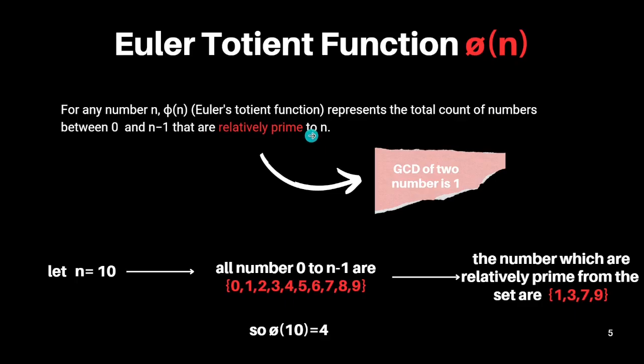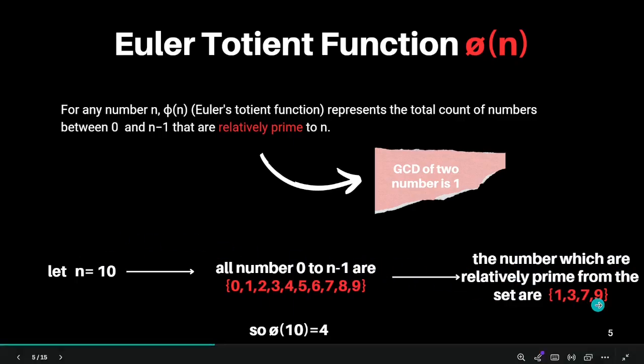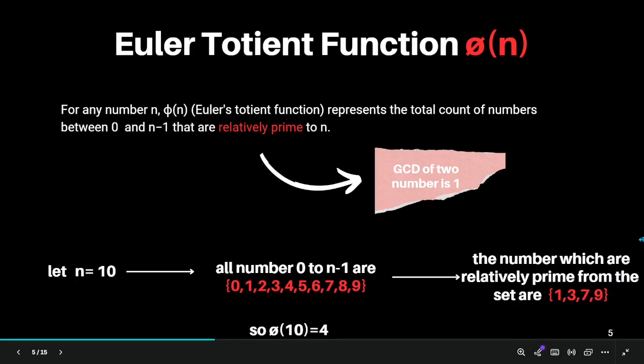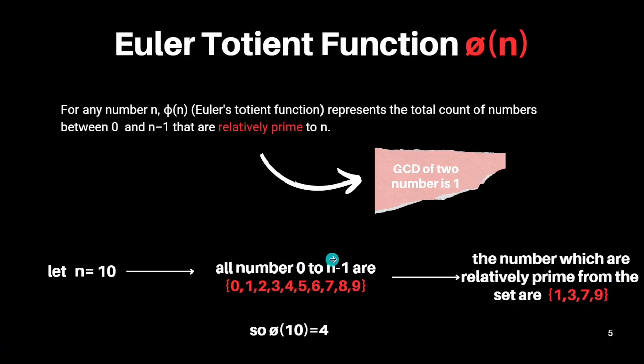Let us look at an example for better understanding. Let n equal 10. Then we consider all the numbers from 0 to n minus 1, which is 10 minus 1, equal to 9. So the numbers from 0 to 9 are 0, 1, 2, 3, 4, up to 9. And the numbers from this set which are relatively prime to n are 1, 3, 7, 9.